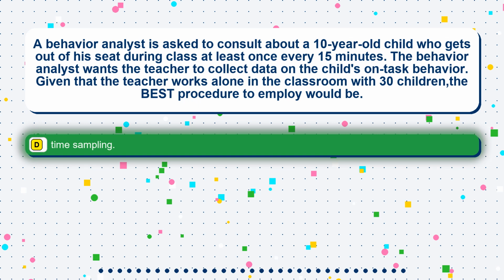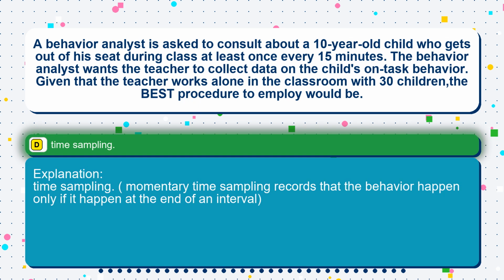The correct answer is Option D, time sampling. Momentary time sampling records that the behavior happened only if it happened at the end of an interval.